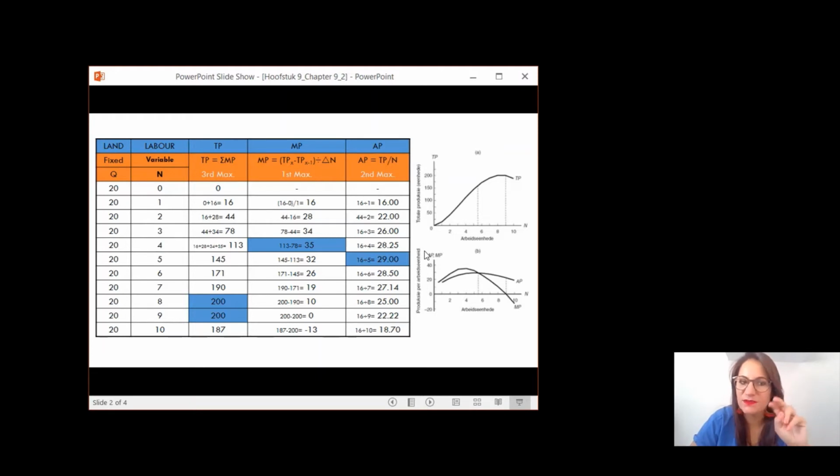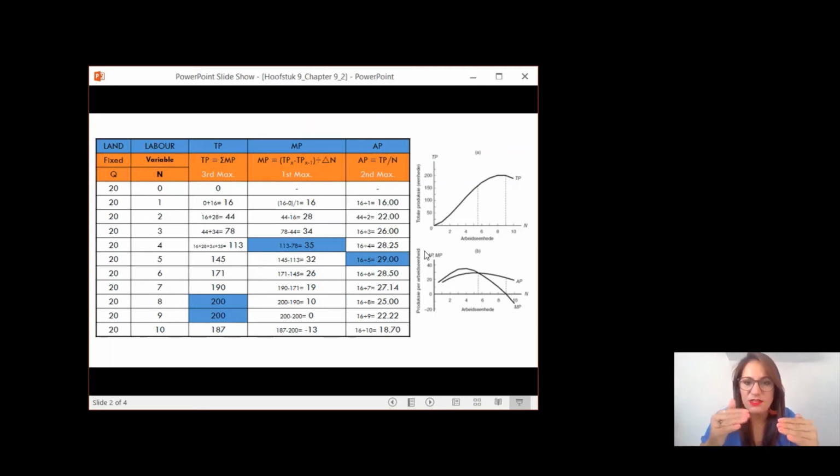So if you combine fixed with variable inputs, production processes will start, and then first marginal product will reach a maximum, then your average product will reach a maximum, and lastly total product will reach a maximum. So the points of maximum points is your marginal returns. You can see it also indicated in your blue block. First, your marginal product is a maximum, then average product, and then total product.